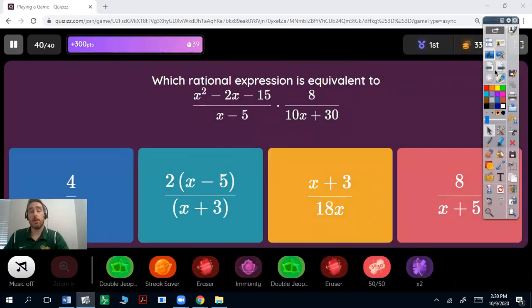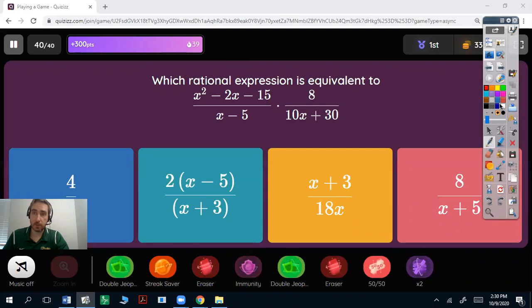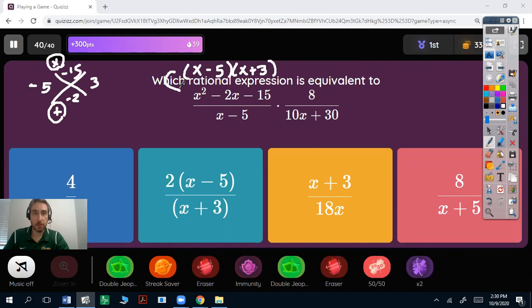All right, our last one. This is a rational expression where we have to factor it. So you can get your zeros and switch the signs to get your factors if you want. I'm going to do this one just by hand. So what multiplies to negative 15 and adds to negative 2? 15 is 5 and 3. And if I make the 5 negative, that'll work. So my factor is x minus 5, x plus 3. That's for this one here. This one is x minus 5. That doesn't factor. This 8 doesn't factor.